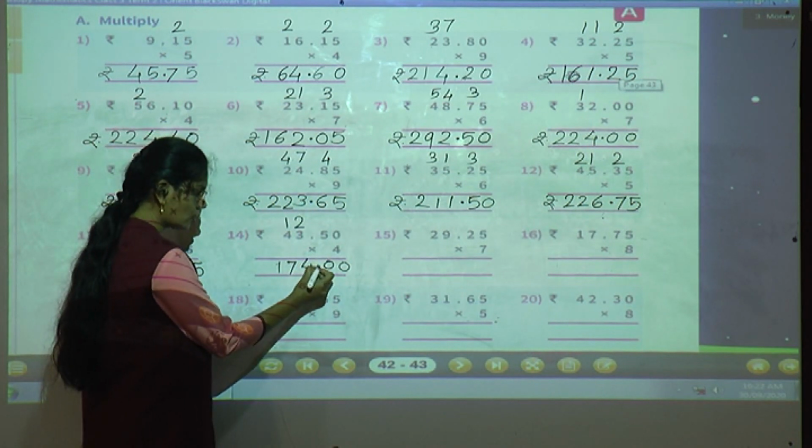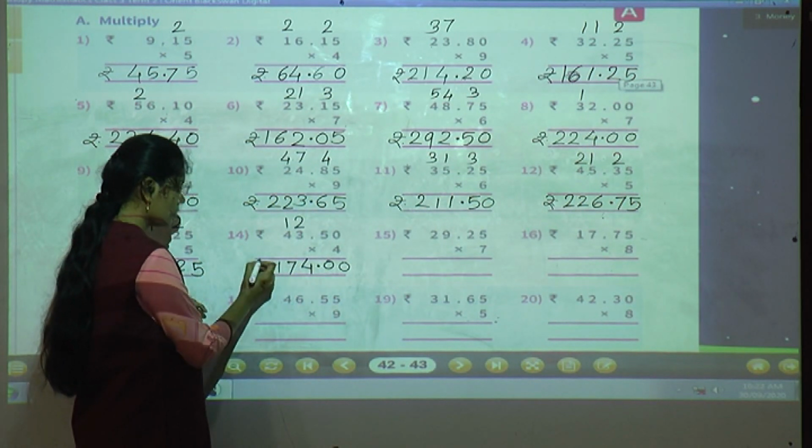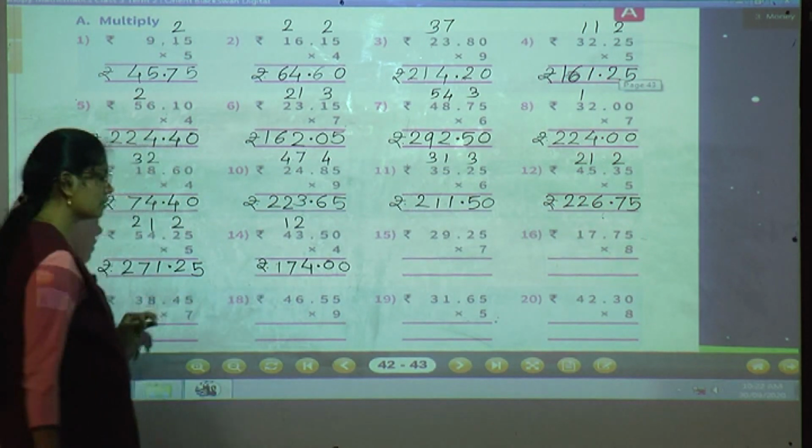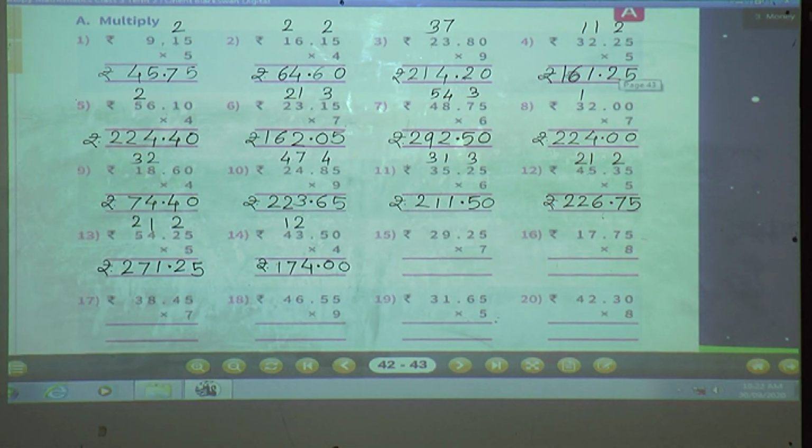So before this 0 we have to give a dot. Now read the answer. What is the answer? Rupees 174. Okay. Clear? Okay. Now see the next example.